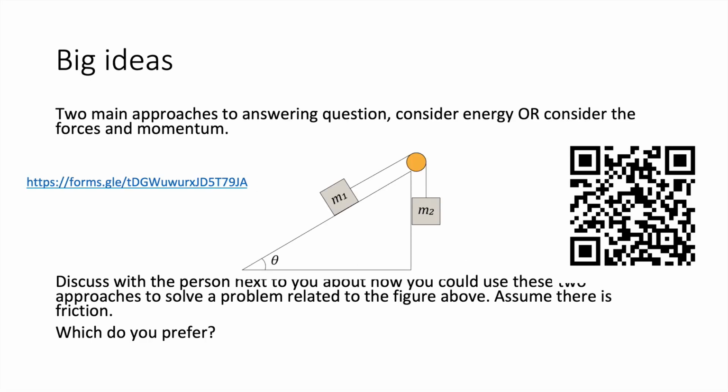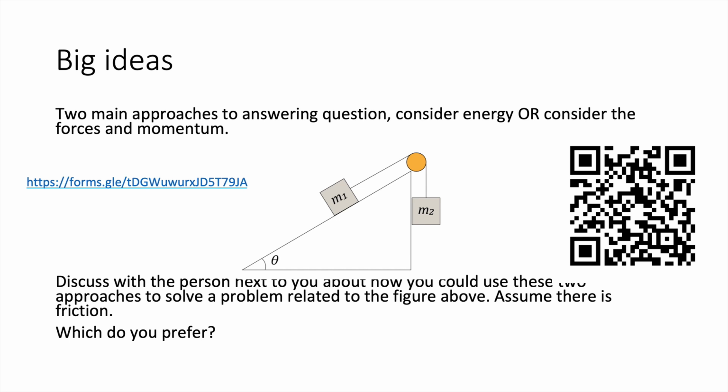So today we're going to look at some of the big ideas that were covered in mechanics. So we saw that there's two main approaches that we can use when answering questions. We can consider the energy, or we consider the forces and the momentum changes. So imagine that we had a question related to this figure where we've got two masses with a pulley and an inclined plane. Possibly there's some friction on this slope here. If you were given a problem to solve about this situation, which of these approaches would you prefer?